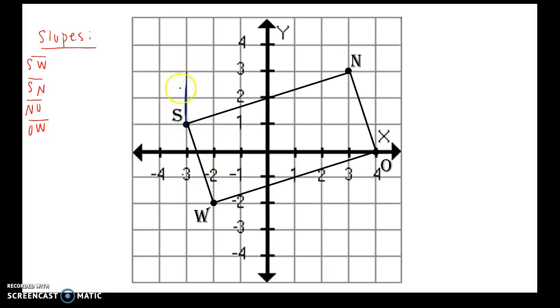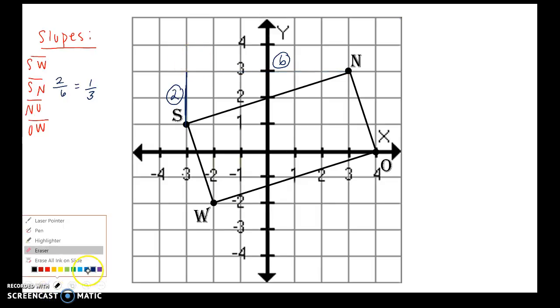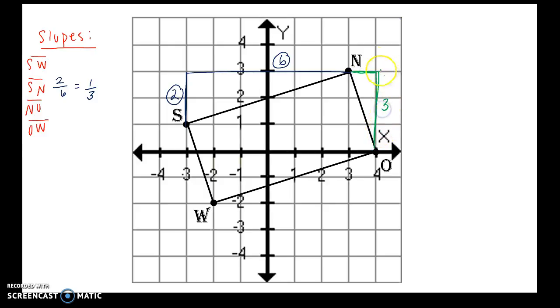So SN, rise 2, and run 1, 2, 3, 4, 5, 6. Okay, so SN, rise 2, run 6, so the slope is 1/3. All right, and I would suggest simplifying them for yourself. Okay, next we'll go segment NO, drawing the slope triangle here. I rise 3, but I run 1 to the left. So NO, rise 3 and run 1 to the left, making it a negative slope.